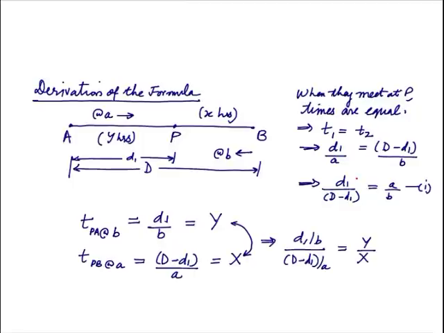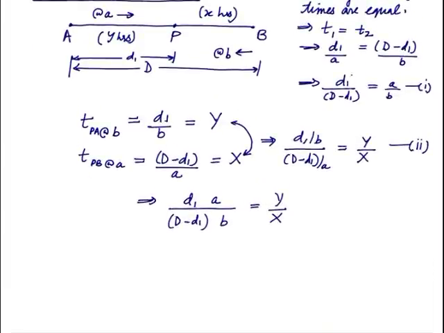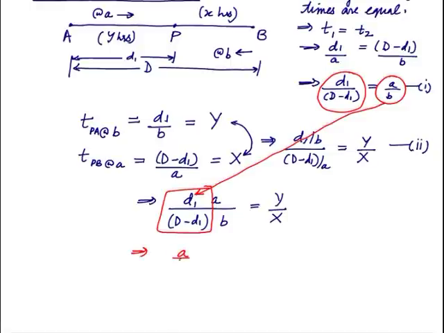So this value of D1 upon D minus D1 can be directly used from equation 1. This is our second equation. To simplify this, the second equation is now rewritten as D1 into A upon D minus D1 into B is Y by X. But we know that the value of D1 upon D minus D1 is actually A by B. Just put that value here into this expression, substitute it. So that will give us A upon B into A upon B, this already exists here, will be Y upon X. And this is precisely what we were looking for.